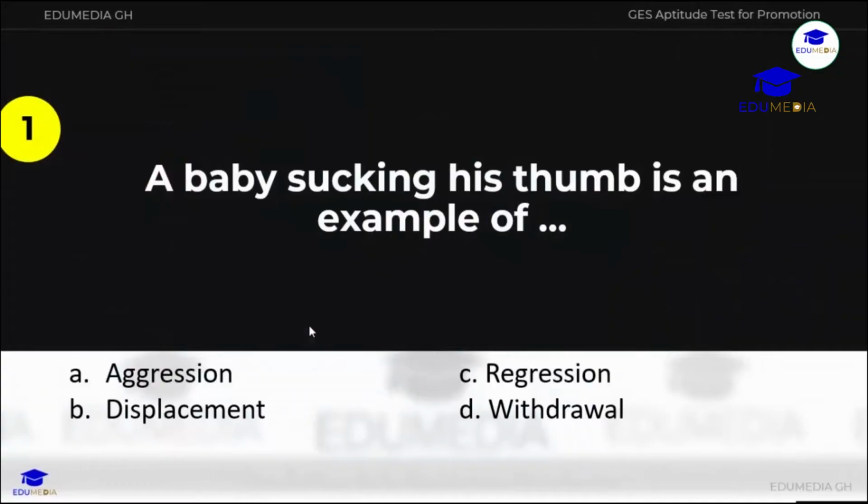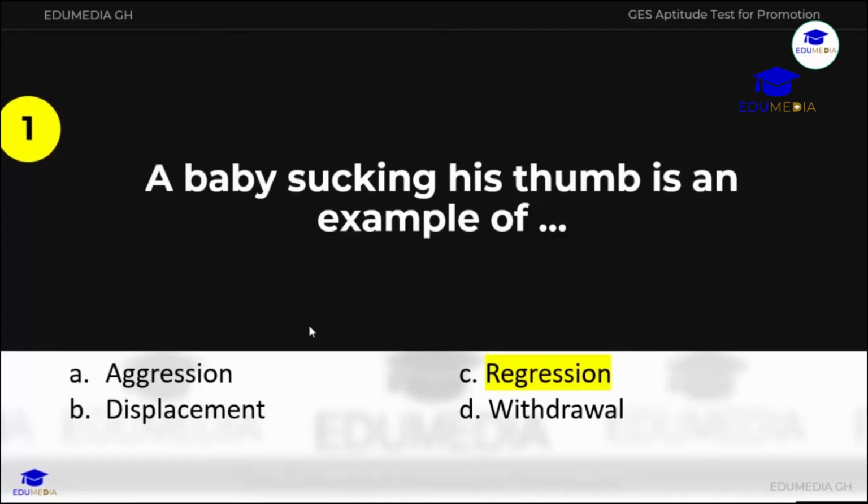Question number 1. A baby sucking his thumb is an example of A. Aggression, B. Displacement, C. Regression, and D. Withdrawal. The correct answer here is C. Regression. A baby sucking his or her thumb is an example of regression, which is a defense mechanism in psychoanalysis.